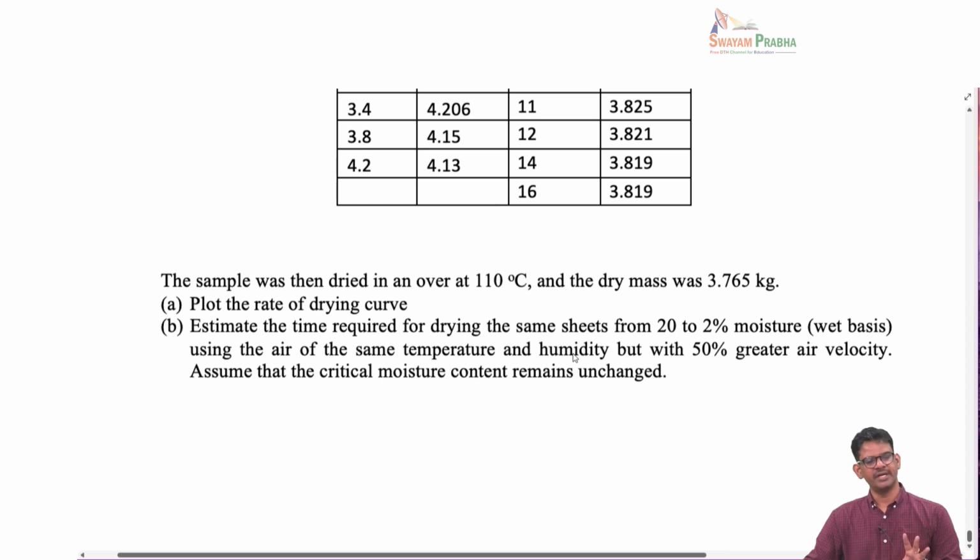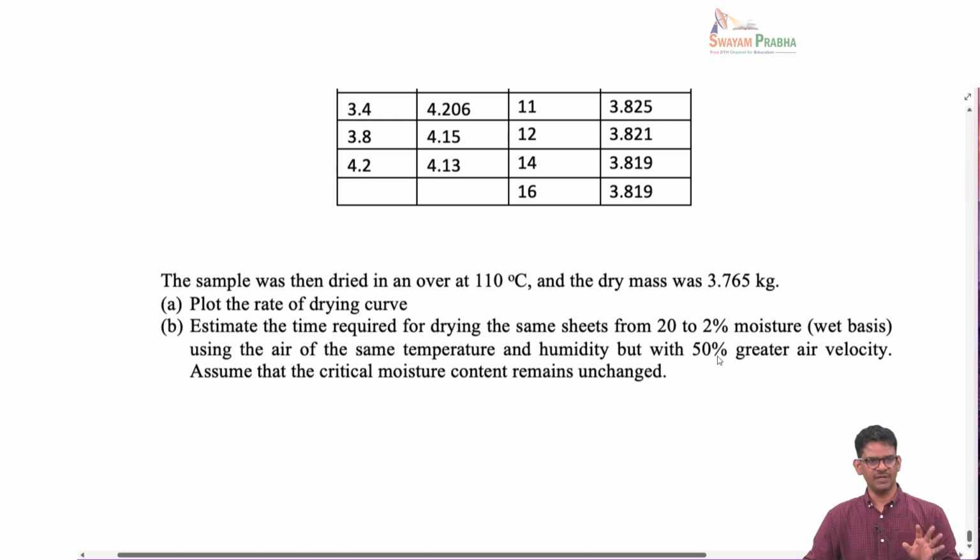So here we are doing a test under certain conditions, but we want to calculate the drying time for another condition where everything was kept constant except one variable, which is the air flow velocity, increased by 50%.